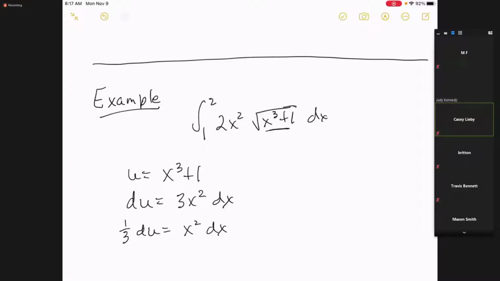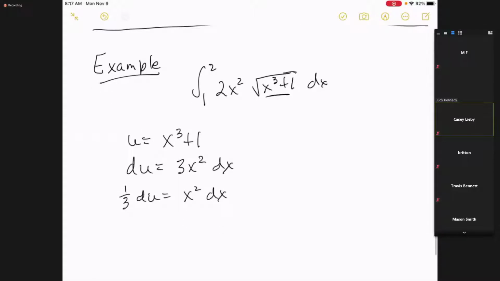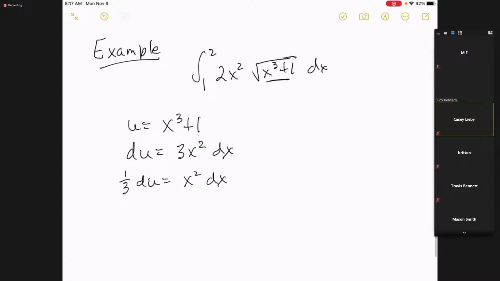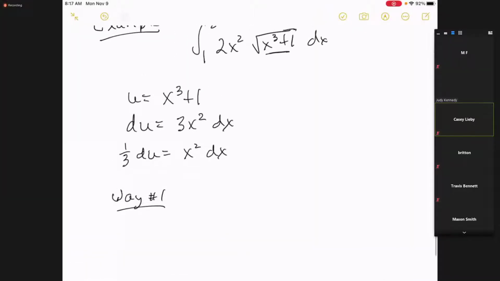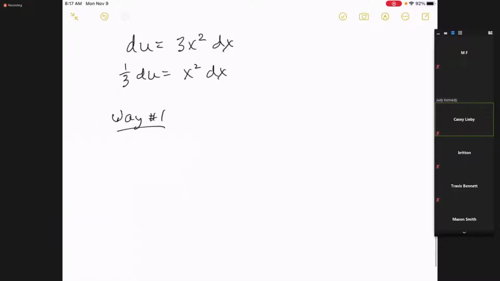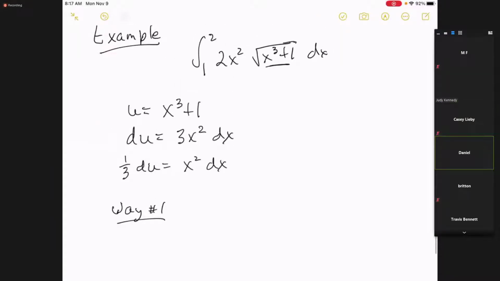Okay, so way number one. Can I just ask, the way that we're getting that 1/3 in front of du, is that just dividing both sides by 3? Yes, it is. All right, cool.